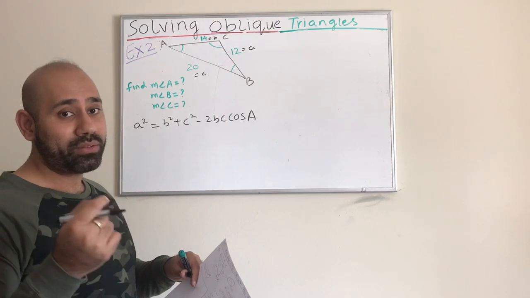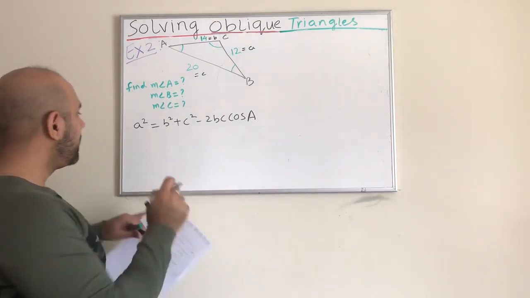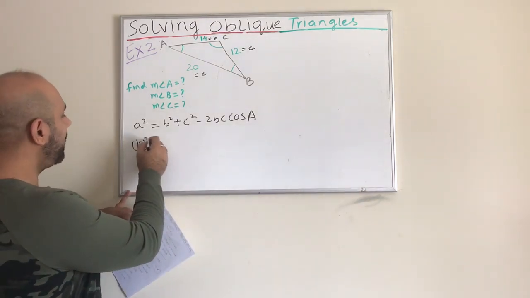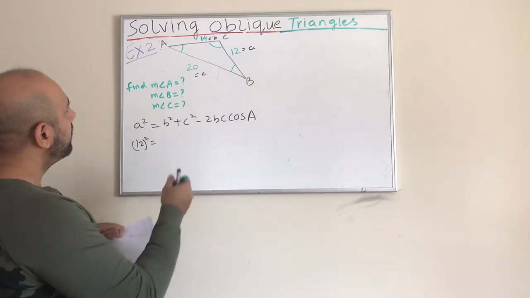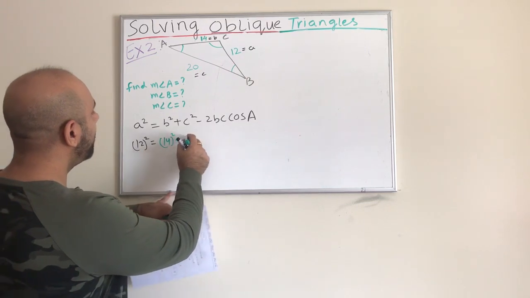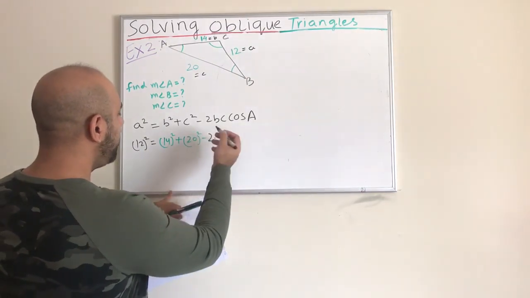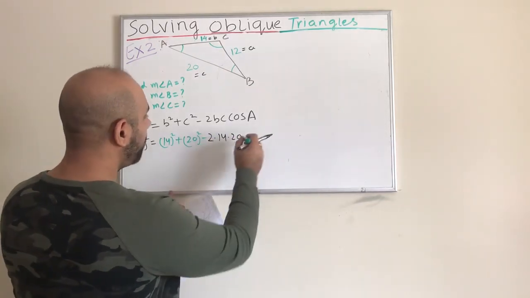I have all the values except for one variable, and then we can solve for that one particular variable. Okay, so I have all the three sides, so let us substitute the values. So it's going to be 12 squared equals b squared, b is 14 squared, and then I have c squared, which is 20 squared, and then minus 2 times b times c, which is 14 times 20 times cosine of A.